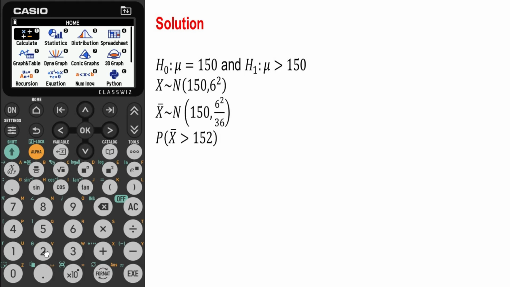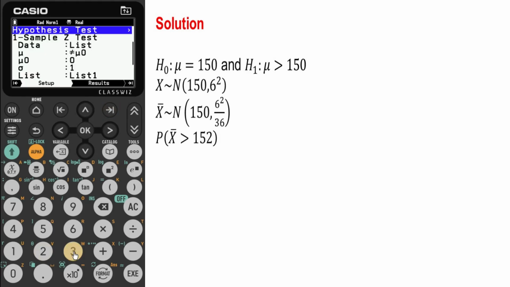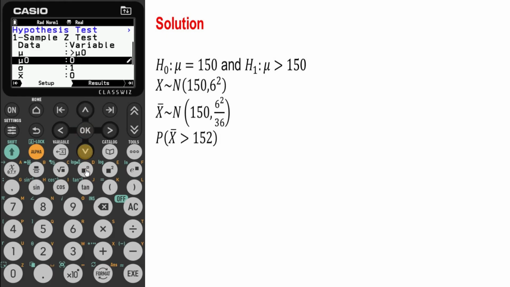If we go to the statistics application, then press the tab key to set up, then the third option for hypothesis test, we have a one sample Z test. We will select data from variable, and we have a one-tailed test. We know that we have mu being 150, sigma is 6, x bar is 152, n is 36.